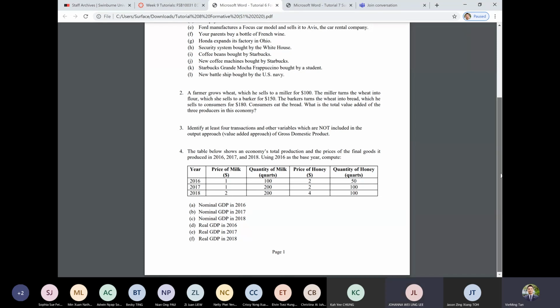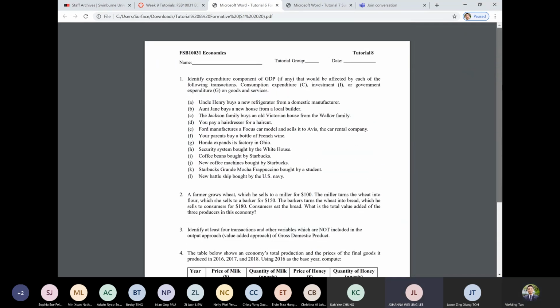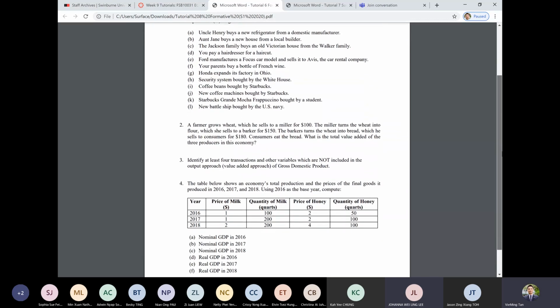Sir? Yes. For question 3, what should we write? Question 3, identify at least 4 transactions. You have to identify the business transactions that should not be included in the GDP calculation when using the output approach. For instance, second-hand business. Buying second-hand goods is not included in the GDP calculation for the output approach. That is one example, second-hand products.